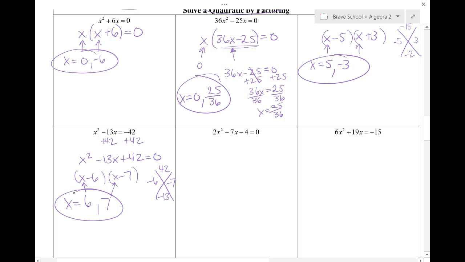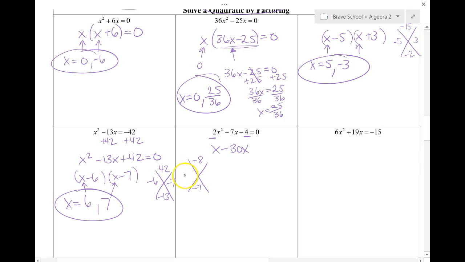Well, we've got a coefficient that's bigger than 1, so it's going to be a little bit more tricky. So this time we're going to need to use the X box method. We make our magic X, and this time you're going to do C times A. So negative 4 times 2 is negative 8. And then you still put the B on the bottom, which is negative 7. So now, find 2 numbers that multiply to negative 8 and add to negative 7.